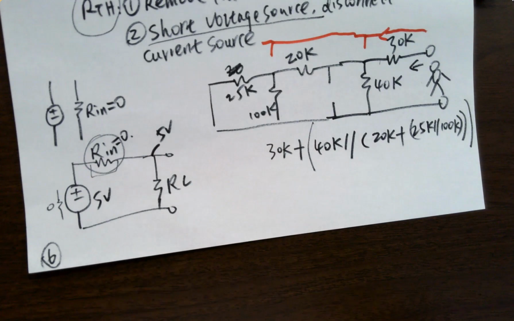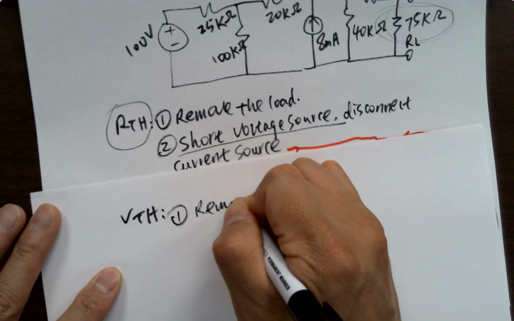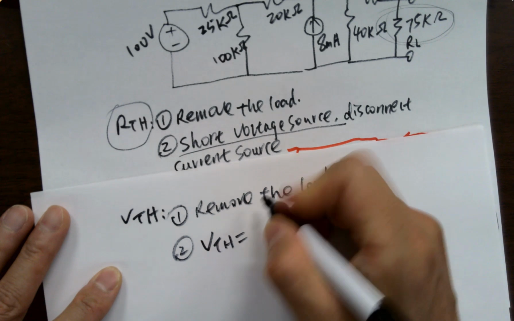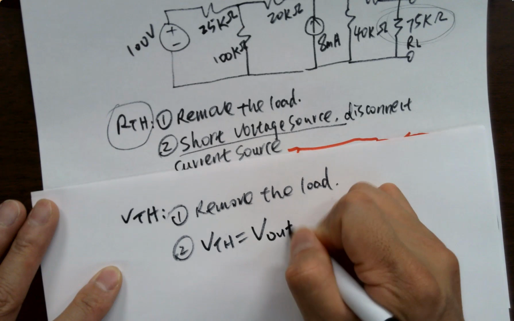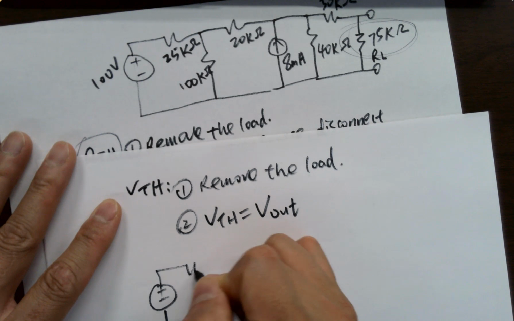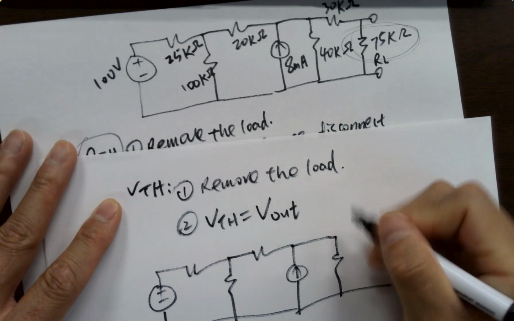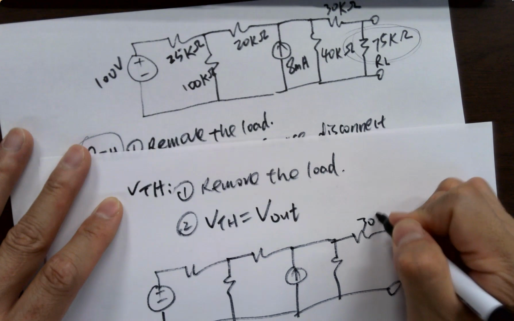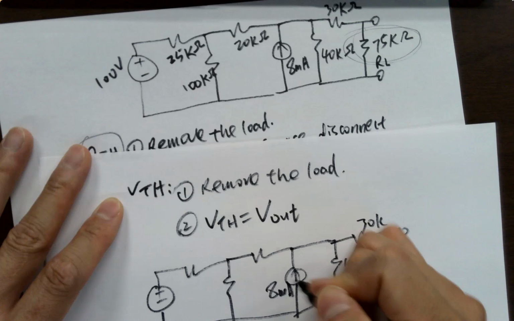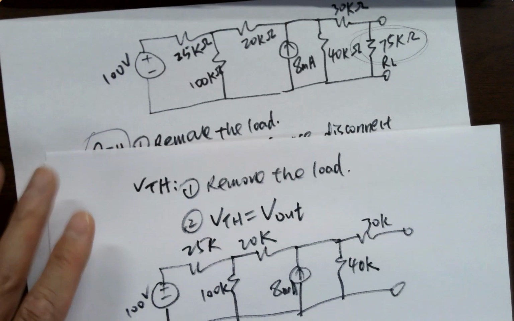How to find a VTH though? VTH. First, remove the load. Second, VTH is the V out. Where's V out? If you remove this guy, you are seeing an equivalent circuit like this. The load is removed, right? 30K, because the first step is to remove the load. 40K, 8 milliamps, 20K, 25K, 100K, 100 volts. So V out is over here.